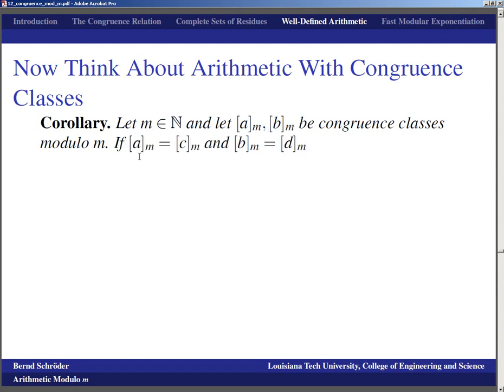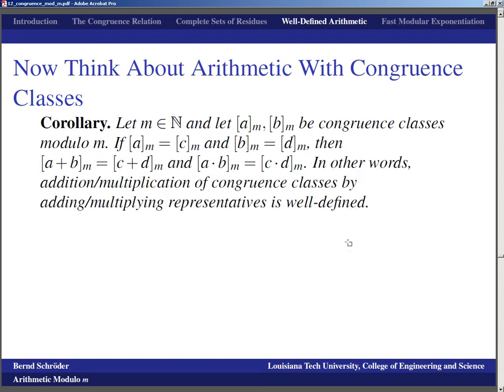Well, then, if a is equal to another congruence class c, and b is equal to another congruence class d, then we could actually say that the equivalence class of A plus B is equal to the equivalence class of C plus D, and the equivalence class of A times B is equal to the equivalence class of C times D. So basically, if we work with sets of numbers, then this is an arithmetic for sets in which equality works just fine. In other words, addition and multiplication of congruence classes by adding and multiplying representatives is a well-defined operation here.